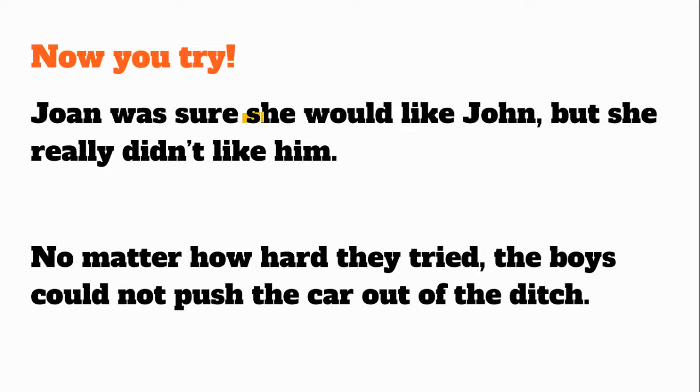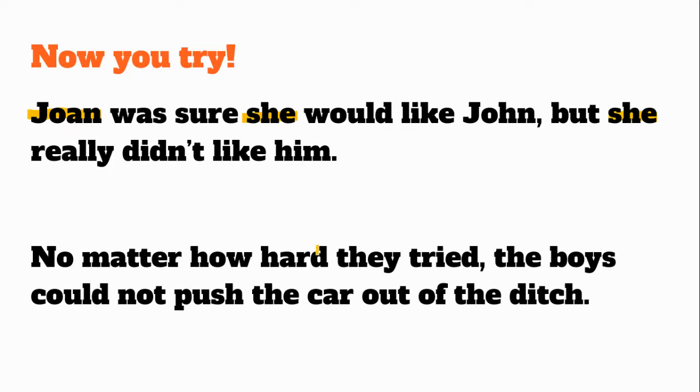"Joan was sure she would like John, but she didn't really like him." All right, so we have two instances of she. Let's see if we can find who she refers to. Earlier in the sentence, we have the name Joan, a female name. It would make sense if we said, Joan was sure Joan would like John, but Joan really didn't like him. It makes sense if we substitute those together, so we know that she is a pronoun referring to the antecedent of Joan.